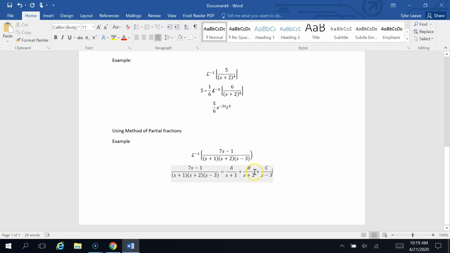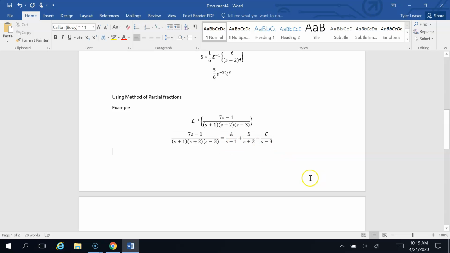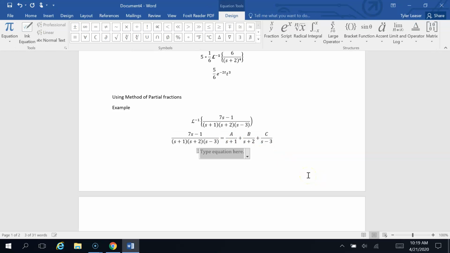Awesome. Keeping it going here. Remember what you want to do now is you want to multiply both sides by the denominator. So we're going to get a 7s minus 1 on the left. And then all this is going to be kind of ugly looking. We're going to get the s plus 2 times the s minus 3 multiplied on the a.